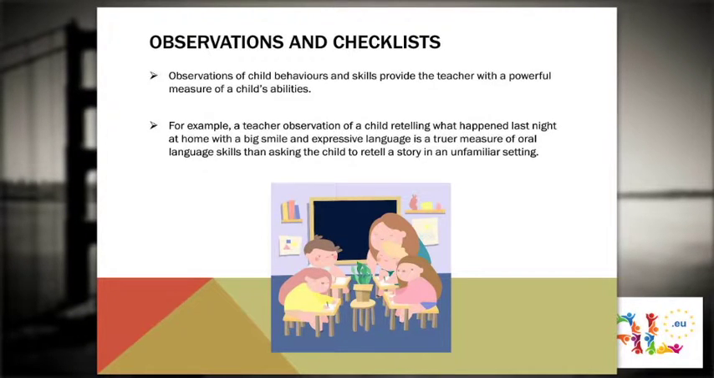The first one is observation and checklists. A well-defined checklist with observation training is critical and essential for an assessment system. Observations of a child's behavior and skills provide the teacher with a powerful measure of the child's abilities. For example, a teacher observation of a child retelling what happened last night at home with a big smile and expressive language is a truer measure of oral language skill than asking the child to retell a story in an unfamiliar setting. That's important.